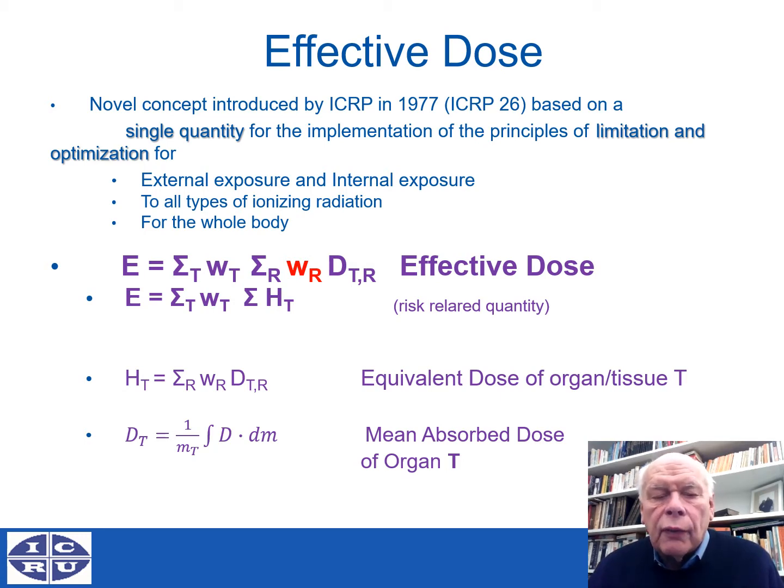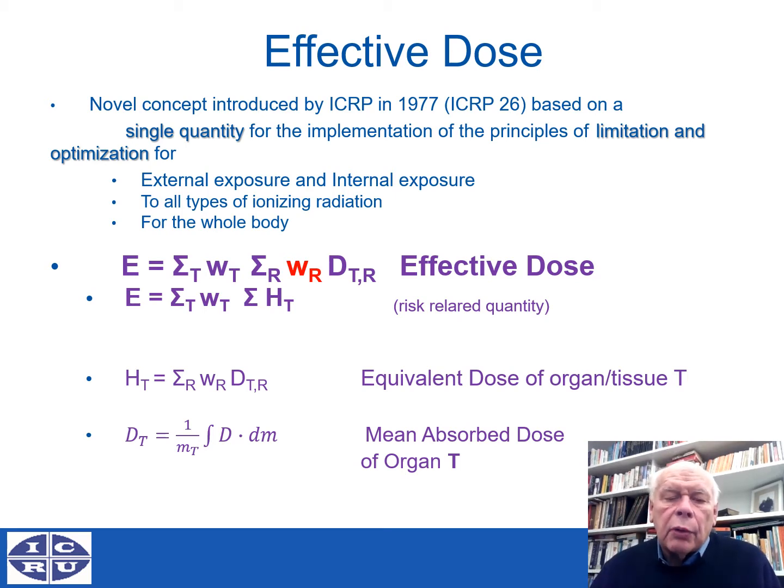The new quantity effective dose, in fact it was called at that time effective dose equivalent, had very interesting features and was very welcome. It is applicable for both external and internal exposure. It can be applied to any type of radiation, and it is a quantity for the whole body and therefore very suitable for both the optimization and the limitation.